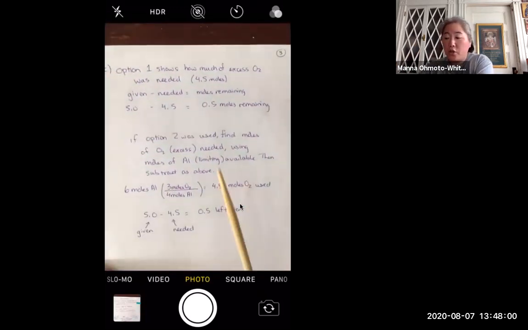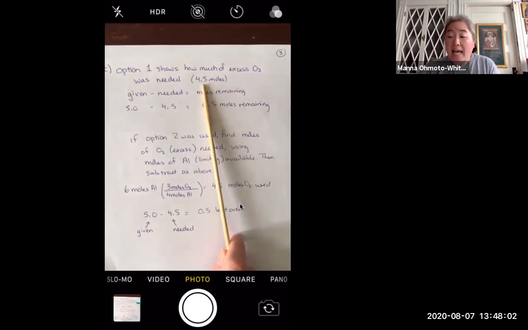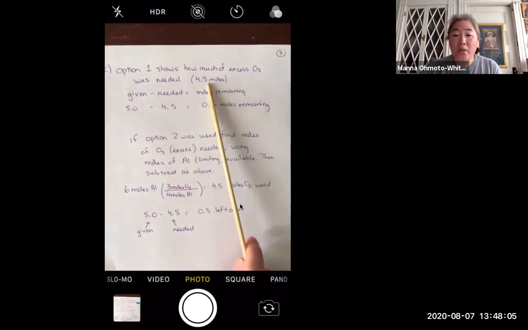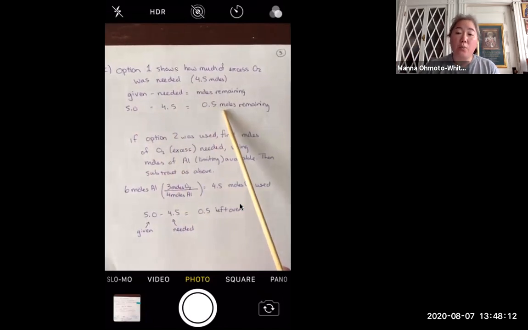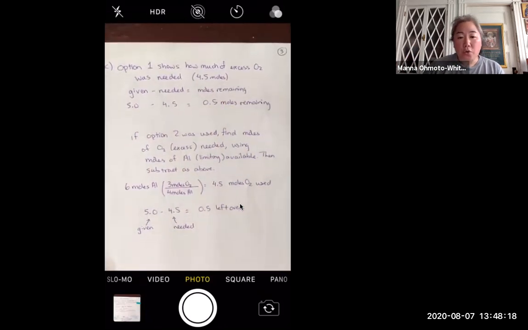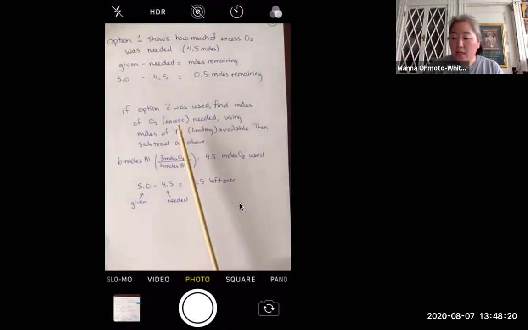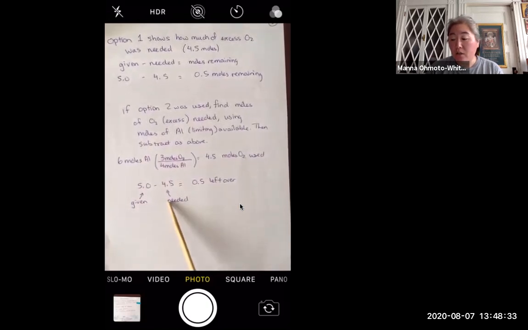Because option 1 showed that I had excess oxygen. I only needed 4.5 moles of oxygen. I was given 5 moles of oxygen, so I can say, oh, I only have 0.5 moles remaining of my oxygen. If you used option 2, then you know that oxygen is in excess. You have to use your moles of aluminum to figure out how many moles of oxygen you would actually use, and then again plug it in. How much oxygen I was given minus how much I actually needed will give me how much excess remains, or how much is left over.